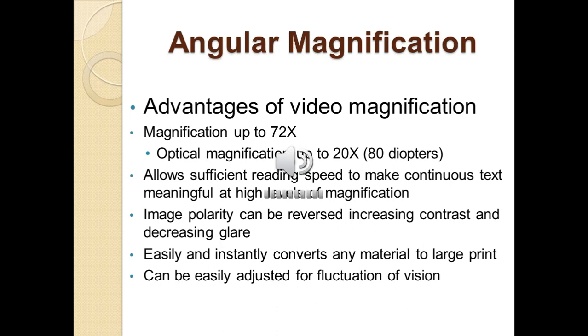That's high contrast. And so the other thing that's nice about electronic magnification is they do typically come in forms where we're able to change the magnification. And so if you are having fluctuations in vision, we are able to adjust for that by making things bigger or smaller.